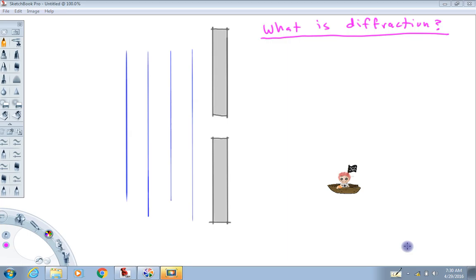One of them is reflection. Sometimes light can reflect off a boundary. And the law of reflection is the angle of incidence is equal to the angle of reflection.